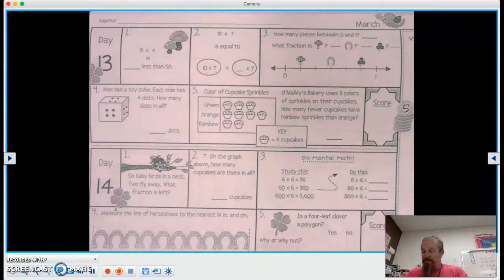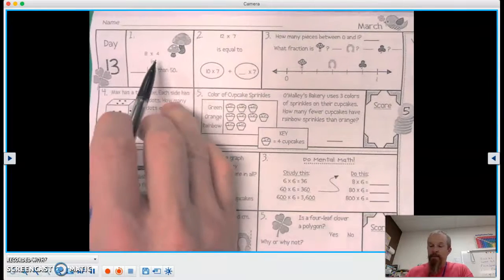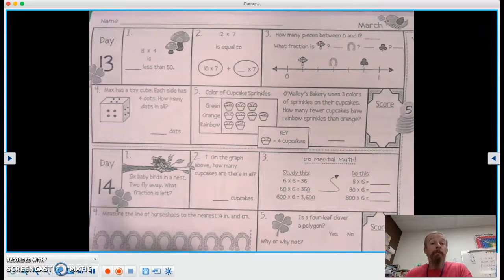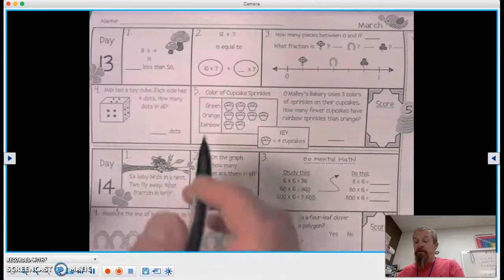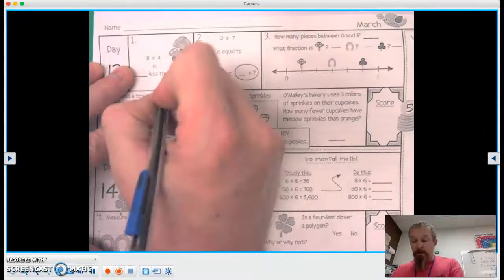We're going to start here with 8 times 4 is blank less than 32. So really we've got to start thinking, well, what is 8 times 4? Let's figure that out first. So 8 times 4 is 32.